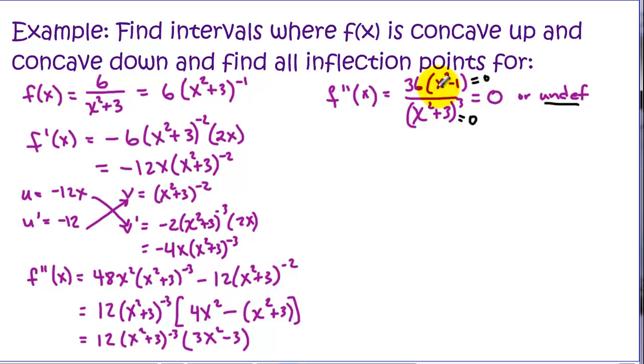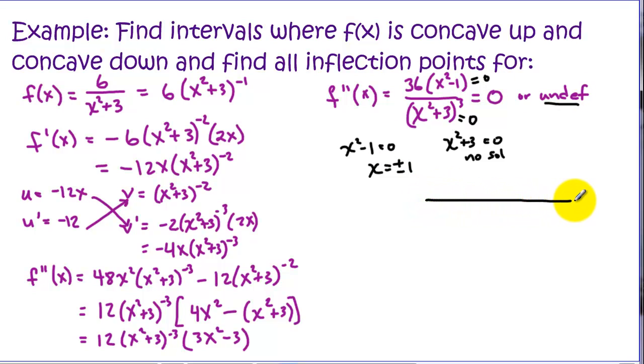So on the top, I've got x squared minus 1 equals 0. So if we solve that, we're going to get x is plus or minus 1. And if we try solving x squared plus 3 equal to 0, there's no solution. So we don't have any points where the second derivative is undefined, and we have these 2 points where it's equal to 0. Now we're going to organize that on a number line.